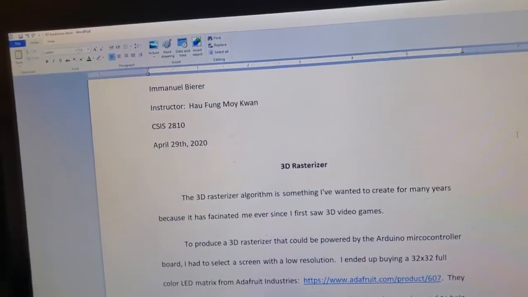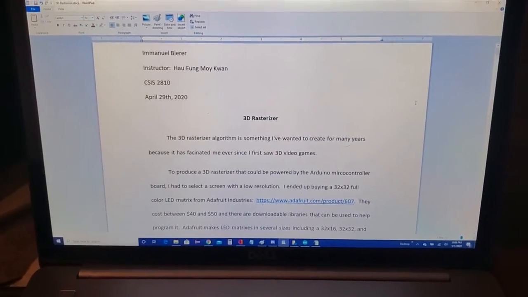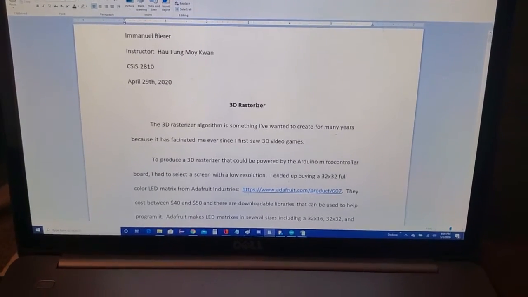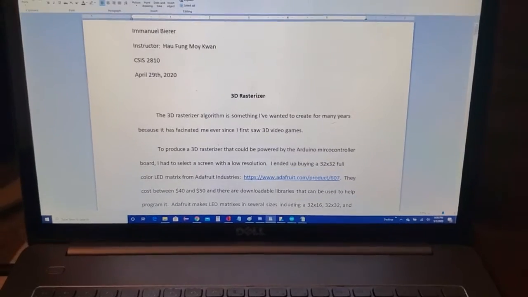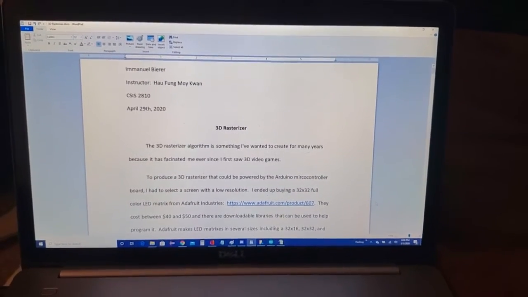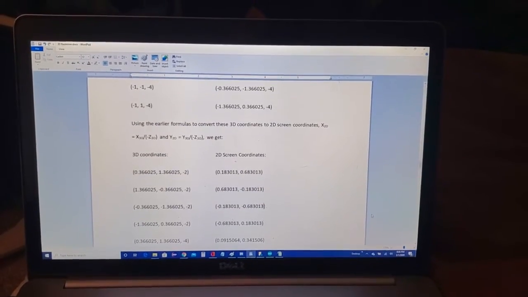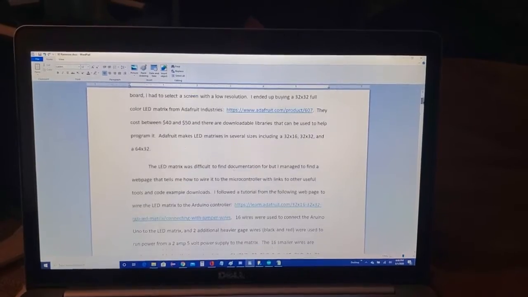So I decided to build a 3D rasterizer. It is the graphics algorithm that draws three-dimensional images. I've always wanted to do this, and it's taken me a very long time, but I finally found the perfect opportunity, and I'm glad that we were able to do this project. So this is the paper that I wrote that explains how it works.